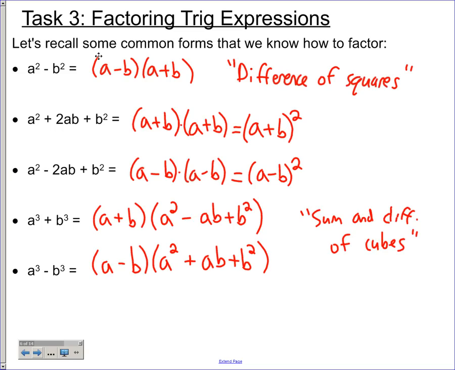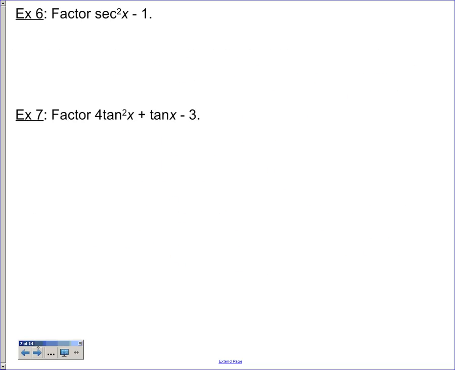Okay, so we'll see how we can apply those to actual problems. Example 6, we're going to factor secant squared x minus 1. So this is like a squared minus b squared. So we're going to let a be secant of x, let b be 1, and we simply get secant x minus 1 times secant of x plus 1. And in this case, that's as far as we can go. There's no other steps that we can take.